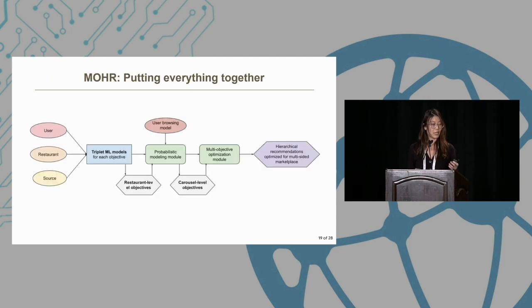Okay, so yeah, putting everything together, this is what this framework looks like, where every step will basically take the previous step's output as its input, and then the final outputs are these hierarchical recommendations that are optimized for the three-sided marketplace.